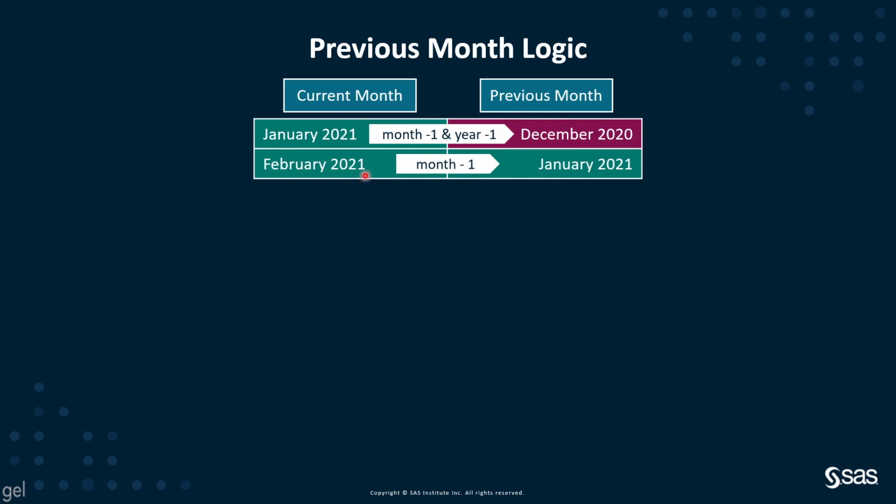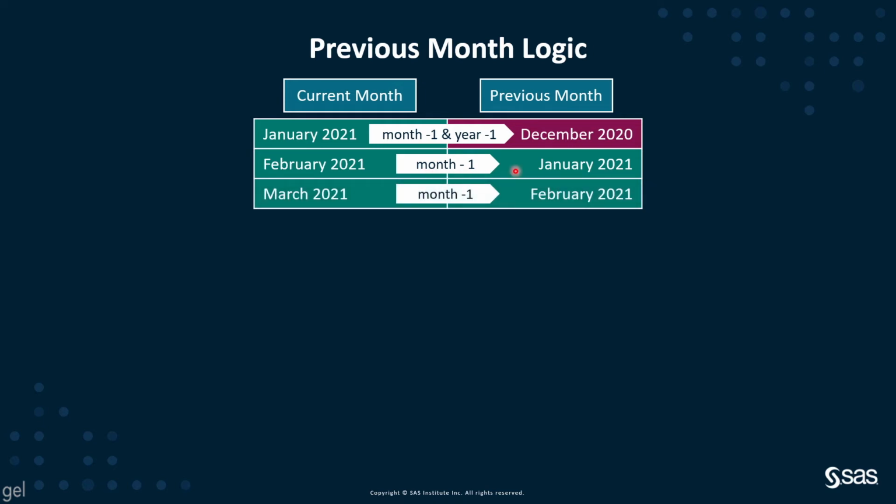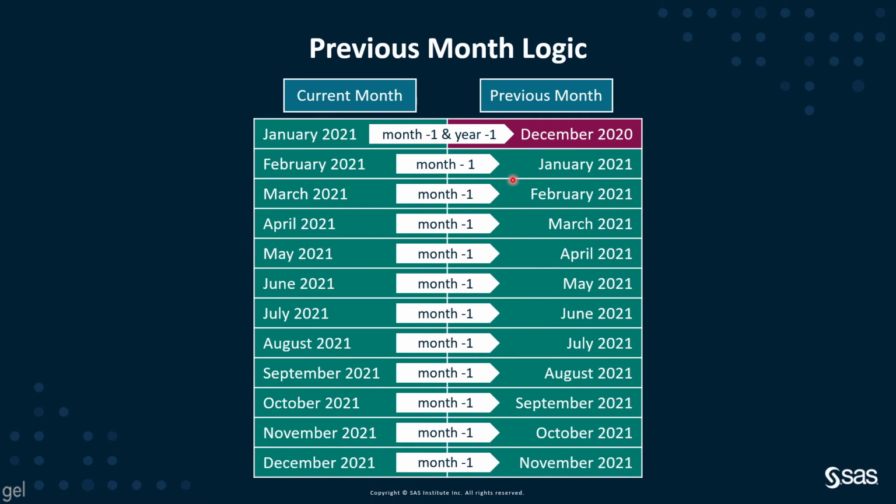Let's go ahead and move on to the next month. Here at February 2021, the previous month is January 2021. The only thing we needed to do is subtract 1 from month. And we can see that the formula for March 2021 to February 2021 is again just to subtract 1 for month. So for the rest of the calendar months, the logic of subtracting 1 from month is the same. The only different one is if it's January, then we need to subtract 1 from month and 1 from year. Let's go ahead and toggle back to SAS Visual Analytics and build this expression.